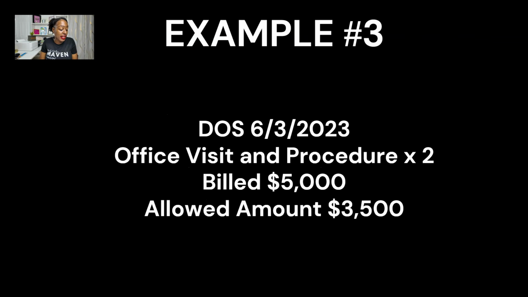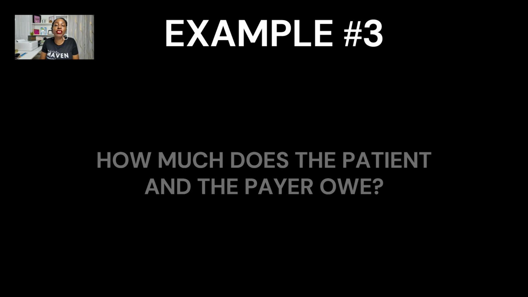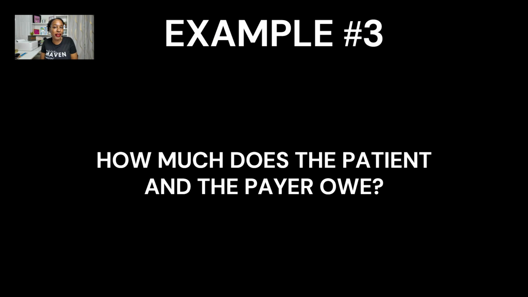The date of service is 6/3 of 2023, and there is an office visit and 2 procedures done. So there was $5,000 that was billed to the insurance, but only $3,500 was actually allowed. How much does the patient owe, and how much does the payer owe?